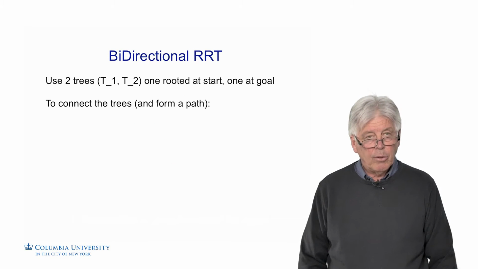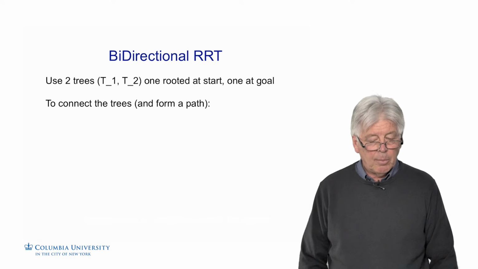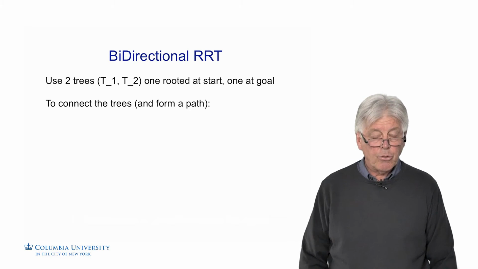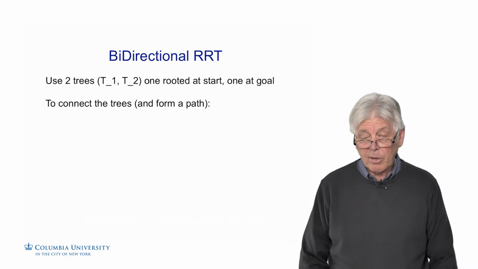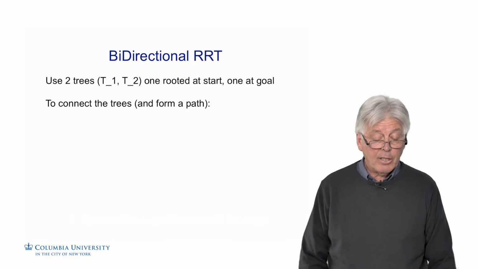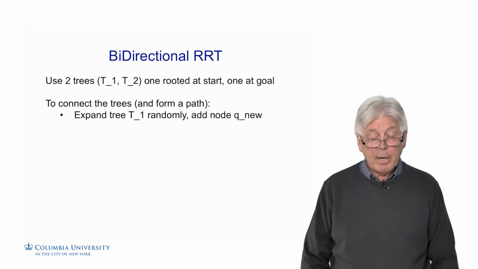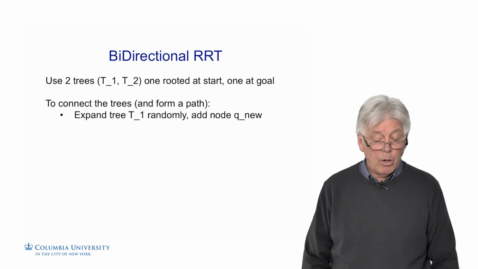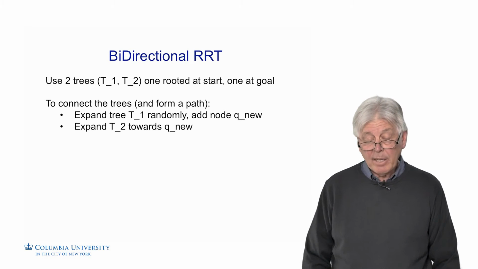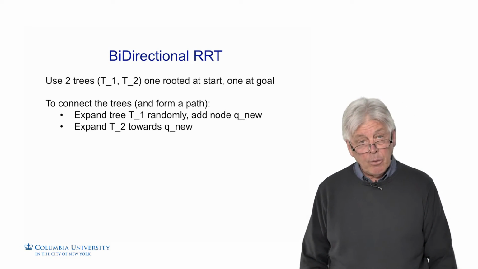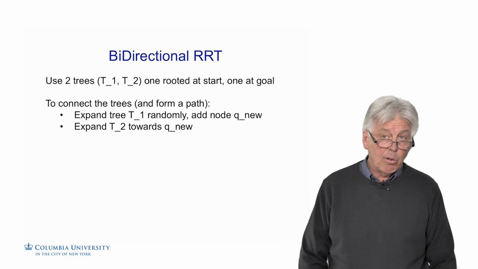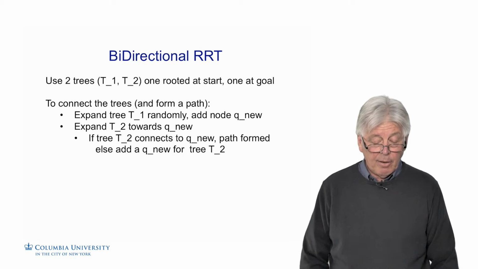There's another way we can do finding a goal, which is a bidirectional RRT. So we'll use two trees, T1 and T2, one rooted at the start and one at the goal. And to connect the trees and form a path, we'll expand T1 randomly, adding a new node Q new. We'll expand T2 towards Q new. So every time we get a new node from one tree, we use that as the goal for the other tree, okay? And if tree T2 connects to the Q new from tree T1, the path is formed, and otherwise we'll just add a Q new for tree T2, which is out a step size towards Q new.